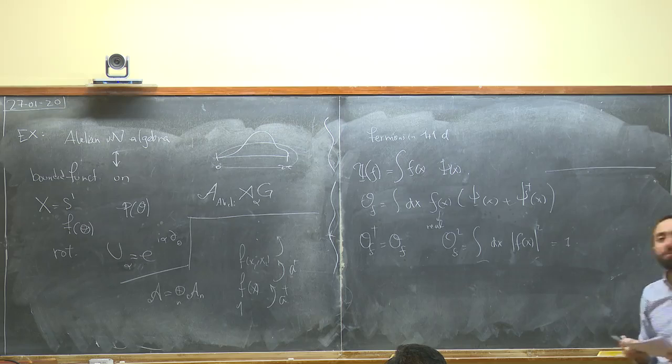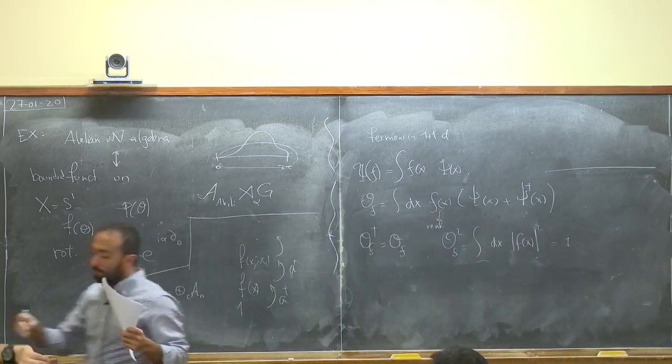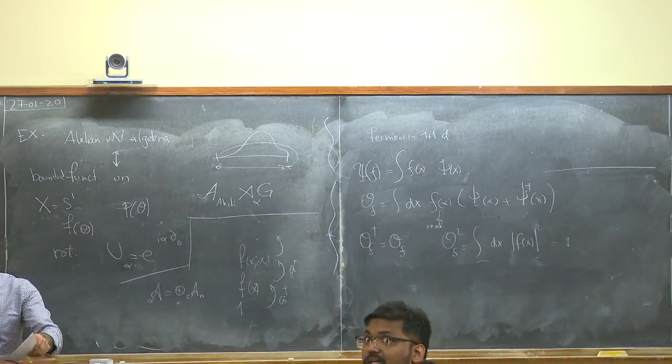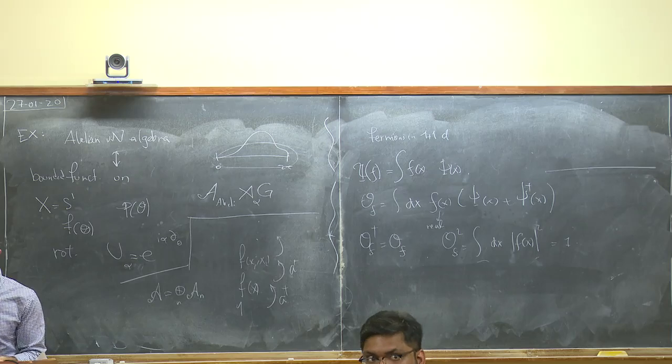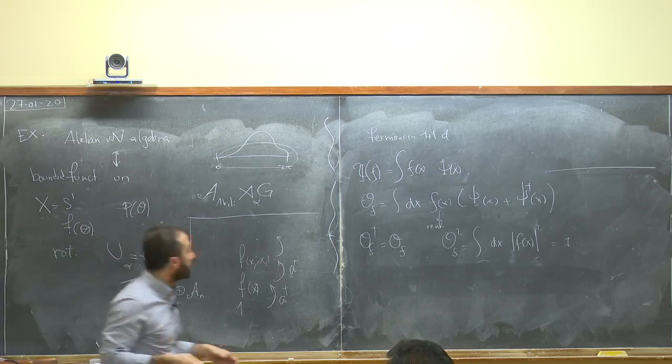Okay, so how am I doing on time? The only constraint is lunch, so maybe 15 minutes we should go. Okay, so I can cut the intertwiner story and just wrap up by talking about the theory of dimensions.